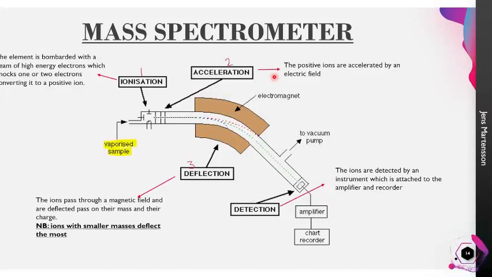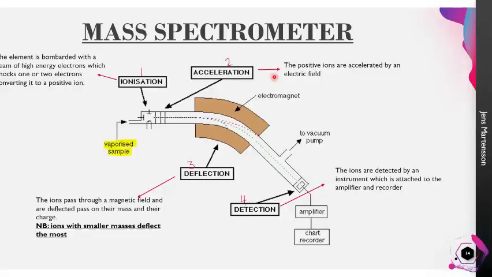So what we should note and what we should remember from our first class is that the smaller the mass of the ion, the more they will deflect. So let's say we have an ion that is 1 and an ion that is 2, the ion with the mass of 1 will deflect more than the ion that has a mass of 2. Alright, so after deflection, our ions go into detection.